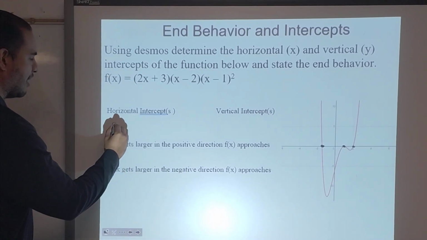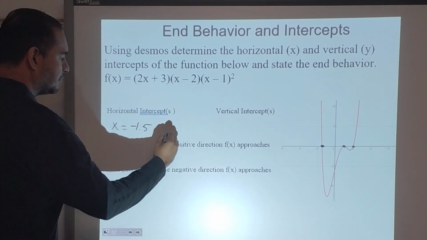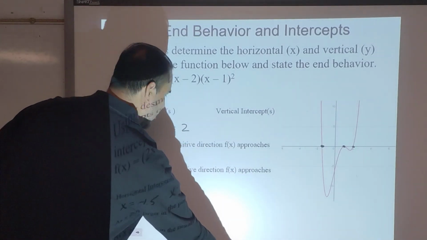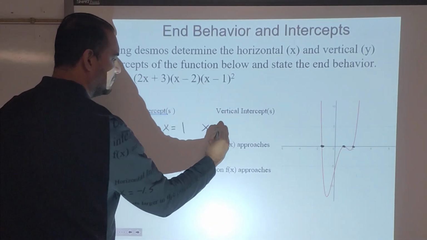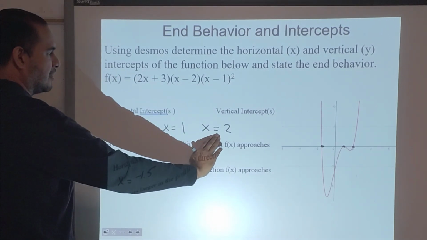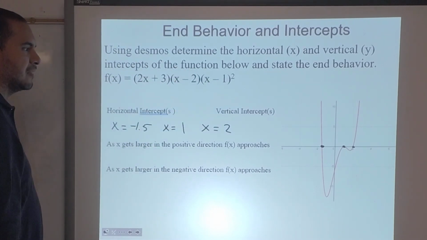Those x-intercepts are x equals negative 1.5, x equals 1, and x equals 2. Let's put them in order: x equals 1 and x equals 2 from left to right. And you could have seen them easily if you understand how factored form gives us the zeros. These numbers all match up with the factors of the polynomial.